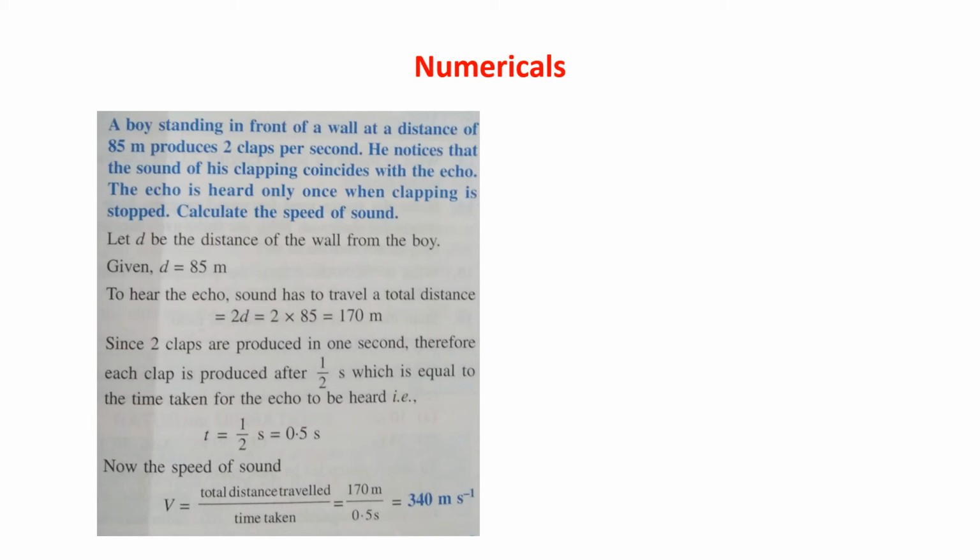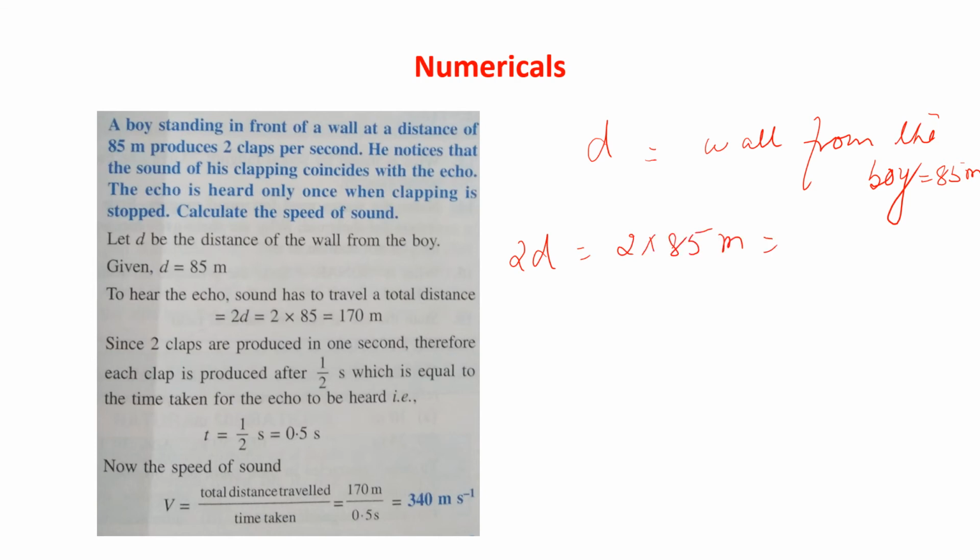Okay. Now, let D be the distance of the wall from the boy, which is equal to 85 meter. Now, to hear the echo, the sound has to travel a total distance of 2 into 85. So, let us find 2D. It is equal to 2 into 85 meter, which is equal to 170 meter, because it is an echo.